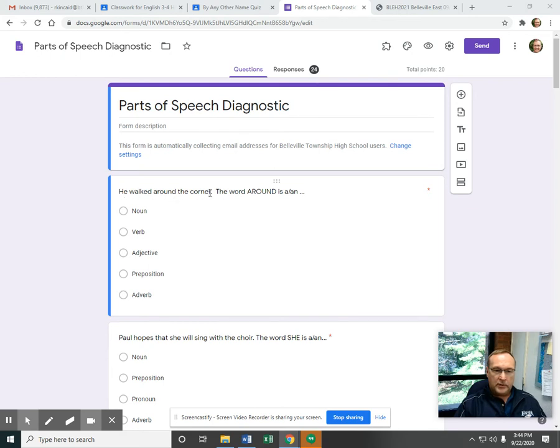He walked around the corner. The word around is a preposition. Remember that prepositions are easy to find because they show position. The word around is a preposition because he walked around the corner. Prepositions show the position of one thing in relation to another.